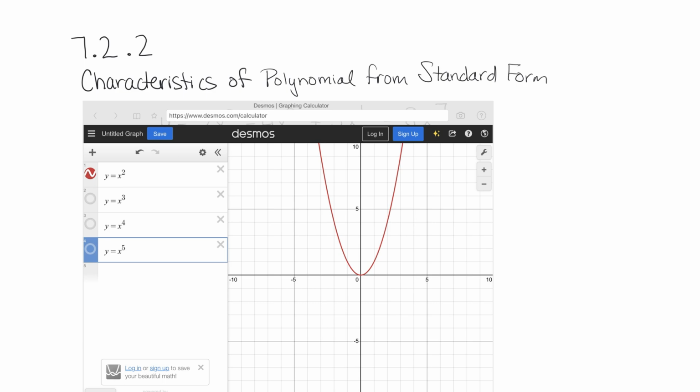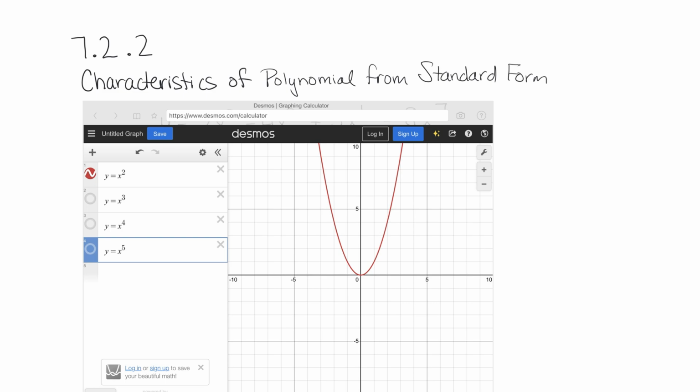Okay, well, hopefully you're noticing that the right side is still going up, but now the left side is going down. So they are going opposite directions. Okay, well, let's look at x to the fourth. X to the fourth looks very similar to x squared. It just has a little bit flatter base, but both ends are going up, right?